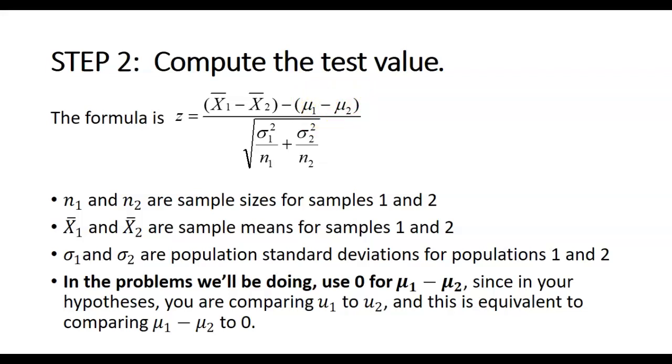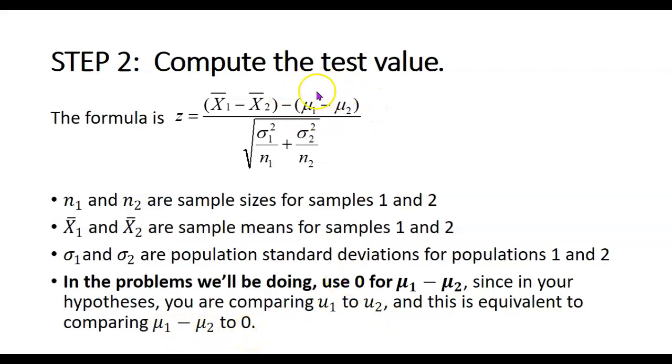In all the problems we'll be doing, the hypotheses are just going to compare mu1 to mu2. Either they're the same or they're not the same. And if they are equal to one another, then that means that mu1 minus mu2 is 0.